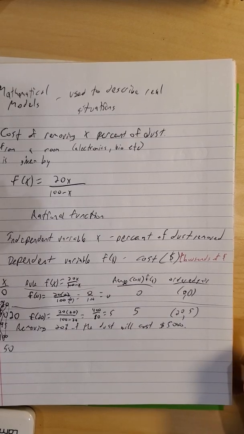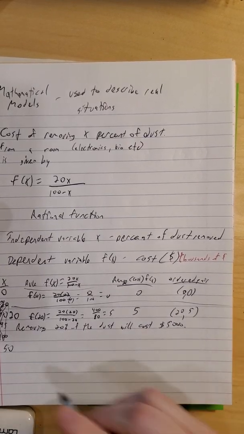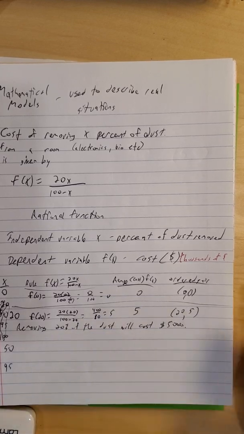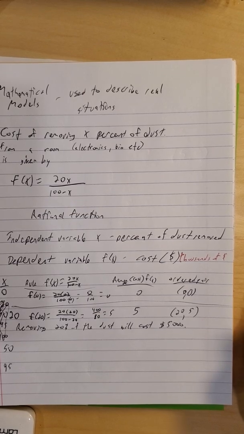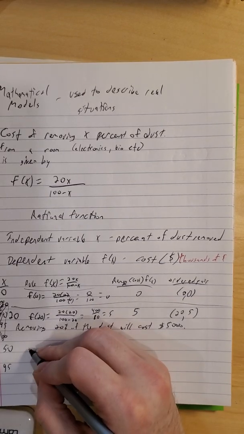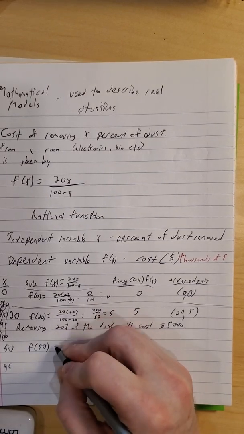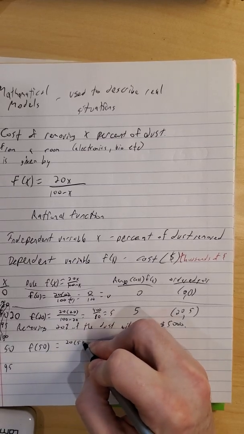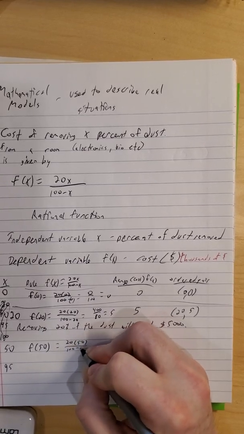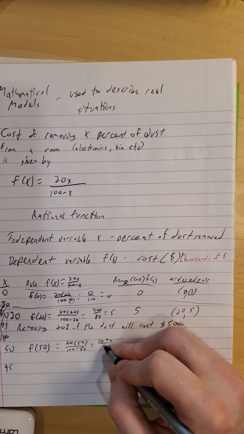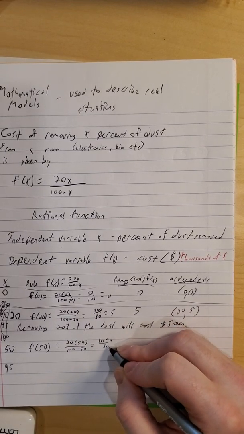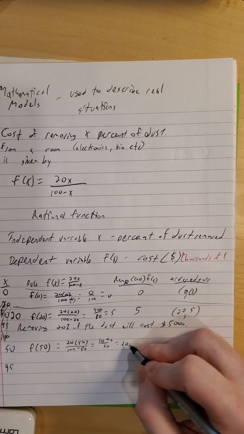Alright, so I'm going to ask you to run it through with the 50 and with the 95. And we'll do the 100 together. Go ahead and pause it and figure those out. Okay, welcome back. So f of 50, 20 times 50 over 100 minus 50. So that's 1,000 over 50. So 100 over 5 is 20.